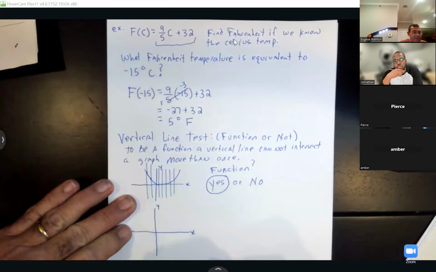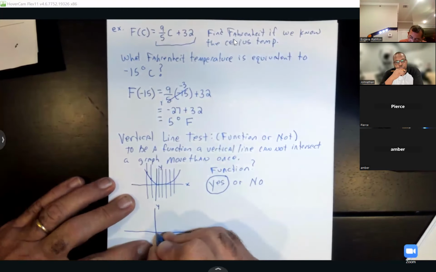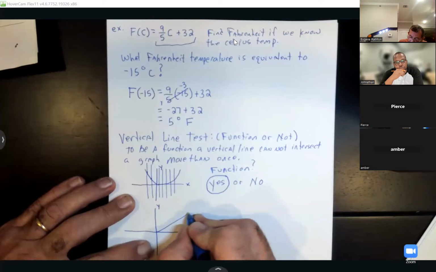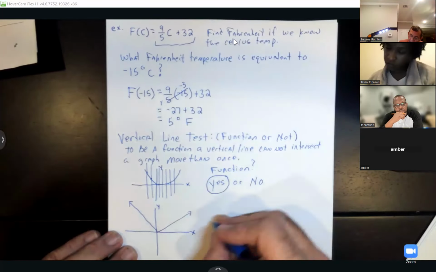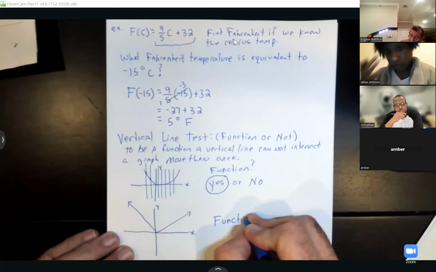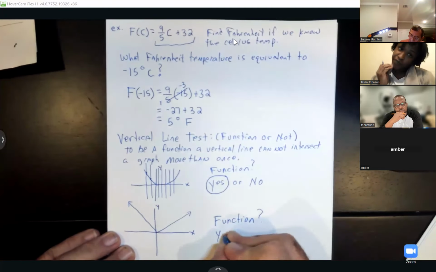Y'all got the hang of it now? So let's see, what about this one? I got one shooting out like that. Looks like that absolute value. Is this one a function? Yes or no?